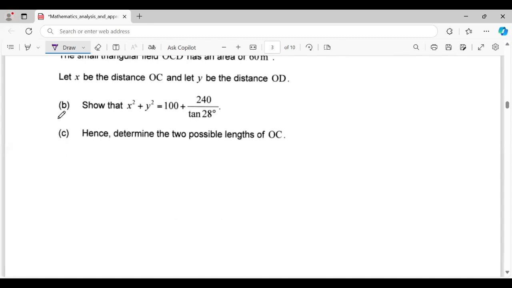So according to the cosine rule, x squared plus y squared minus 2xy cosine 28 equals 10 squared. This is according to the cosine rule.